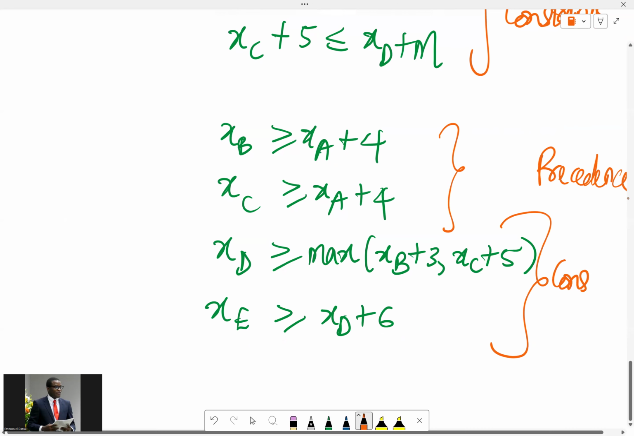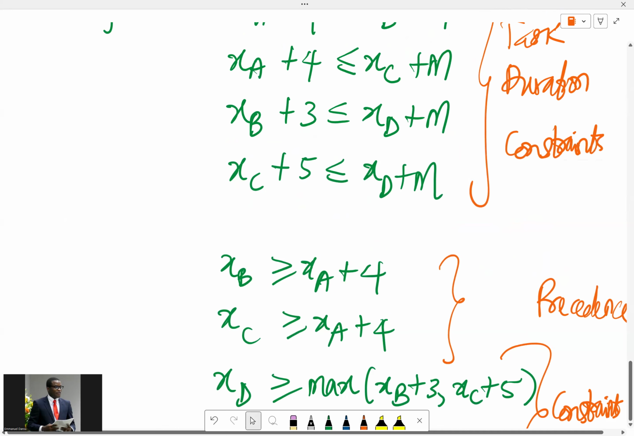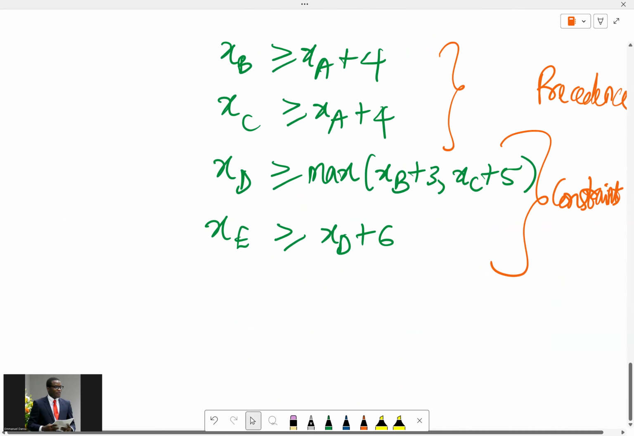So these constraints ensure that tasks B and C cannot start before task A is finished, and task D cannot start until both task B and C are finished. So those are actually precedence constraints.